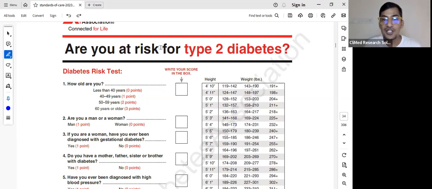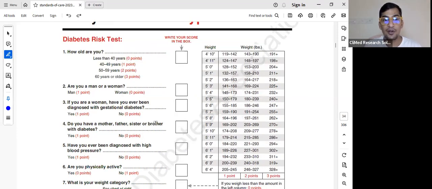That means your age also is a risk factor for diabetes, as I told you yesterday. And then, are you a man or a woman? If you are a woman, 0 points. You are at lesser risk of getting diabetes than men. If you are a man, then 1 additional point. If you are a woman, have you ever been diagnosed with gestational diabetes during pregnancy? If yes, then you are at risk, so you will get 1 additional point.